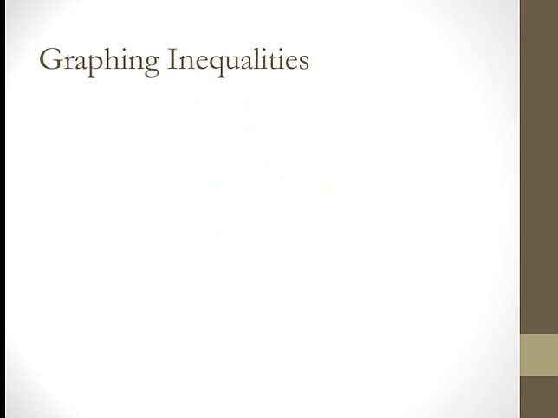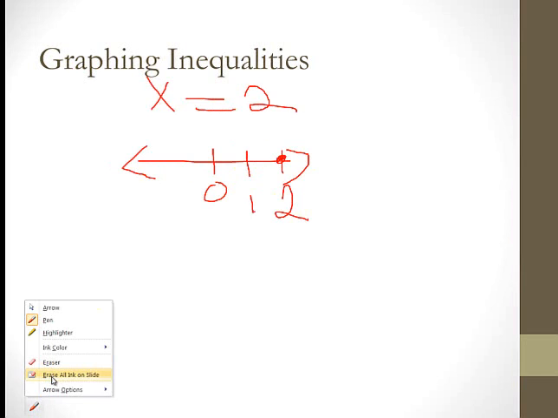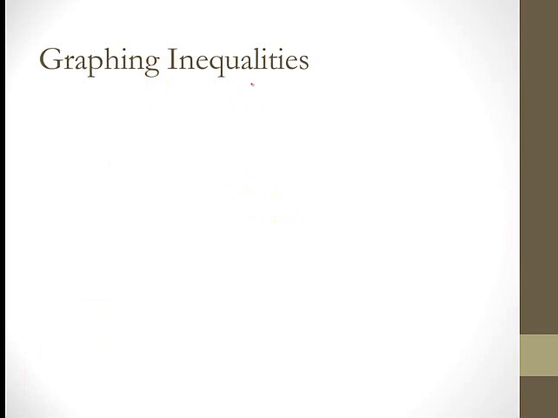Okay, so now we're going to talk about graphing inequalities. When you graph an inequality, you're graphing what the actual numbers represent. For example, if you were going to graph x equals 2 on a number line, you would just put a dot on the number 2. Well, when you graph an inequality, you're graphing a whole set of numbers.